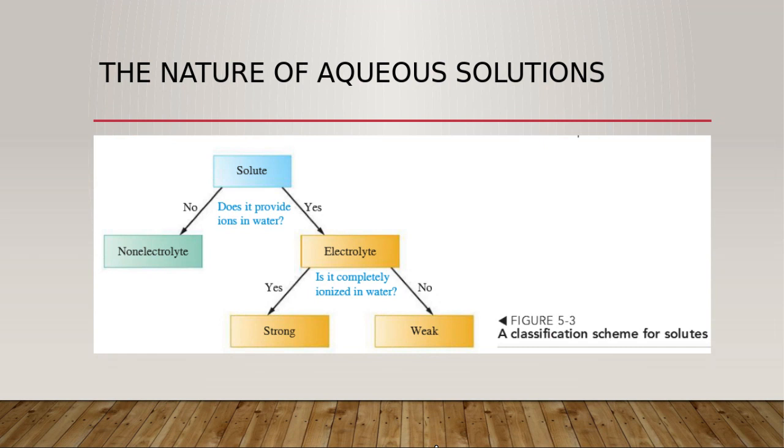Yes, what about methane? Khaled said methane. What is that? Is this weak, strong, or non-electrolyte? For example, methanol. Methanol is an example of a solute that does not provide ions in water. So we can call this non-electrolyte. If you put this methanol in the water, there is no ion in the water. So this is the non-electrolyte, methanol and water mixed.